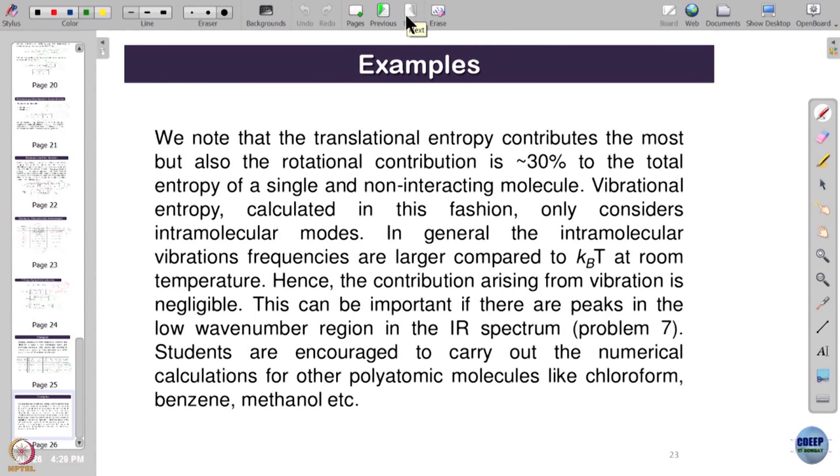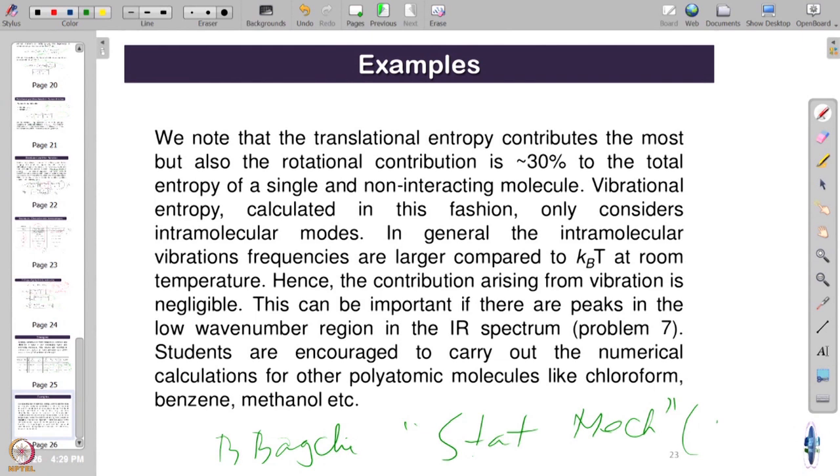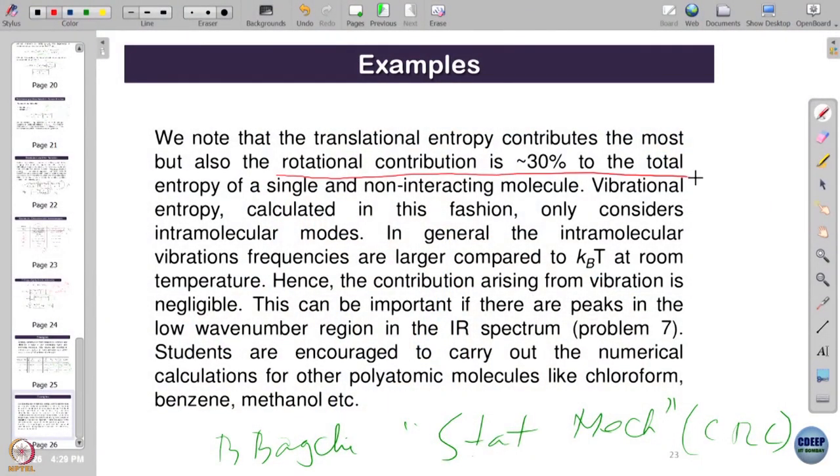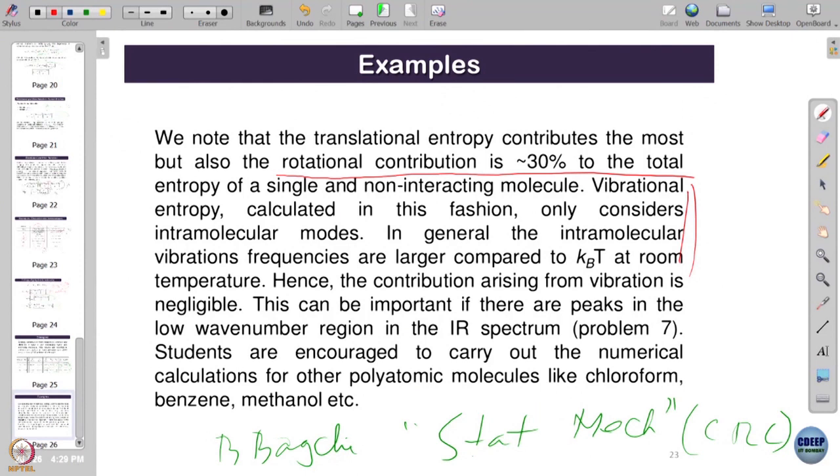So I summarize this data here; this is straight from the statistical mechanics book, the StatMac book by CRC Press. From that, it is taken that the translational entropy contribution is the most, but also the rotational contribution is, and this is my favorite, something I did not know myself about 5-6 years ago: the rotational contribution is 30%. We also grew up doing things as if everything is Lennard-Jones, as if everything can be modeled as spheres, but then you miss out all these things. Molecular vibration entropy only considers intramolecular motion, which is not very important. So the contribution arising from vibration is negligible.